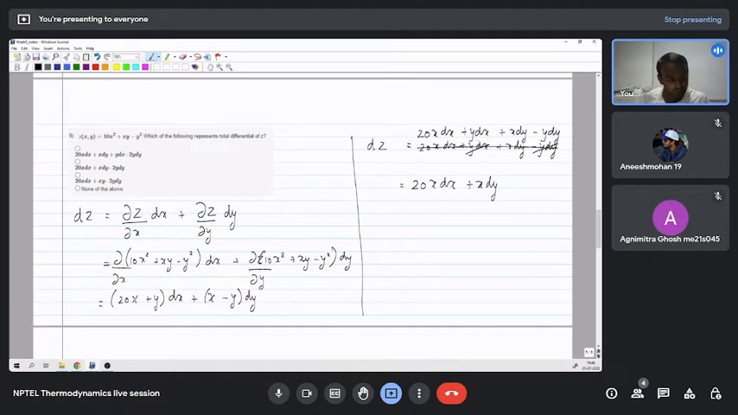Can we say that this is something of this form? Yeah, I think the first one. So dz equal to 20x dx plus x dy plus y dx minus y dy. Yeah, I think I missed this square here. Sorry. So first option is the right one. Does anyone have questions?